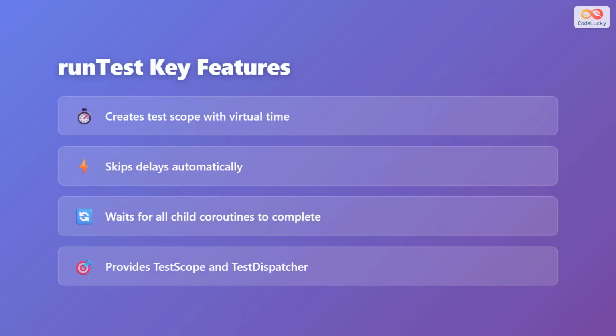Let's look at what makes runTest so powerful. First, it creates a test scope with virtual time, which means time only advances when you tell it to. Second, it skips delays automatically in most cases, so a 1-second delay executes instantly in virtual time. Third, it waits for all child coroutines to complete before the test finishes, preventing flaky tests. Finally, it provides access to test scope and TestDispatcher, which give you fine-grained control over test execution.